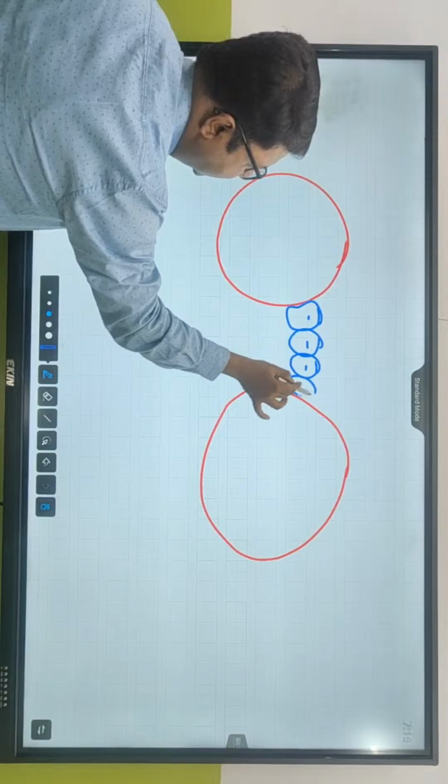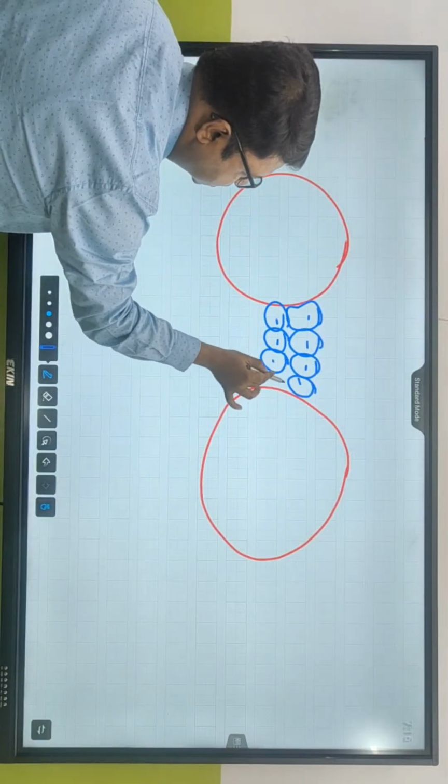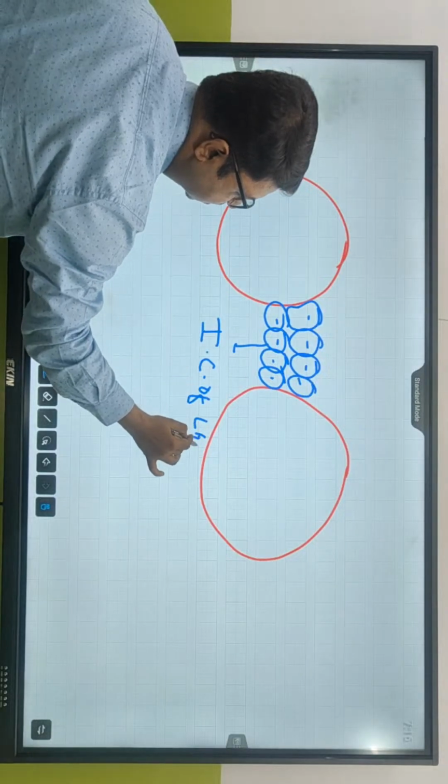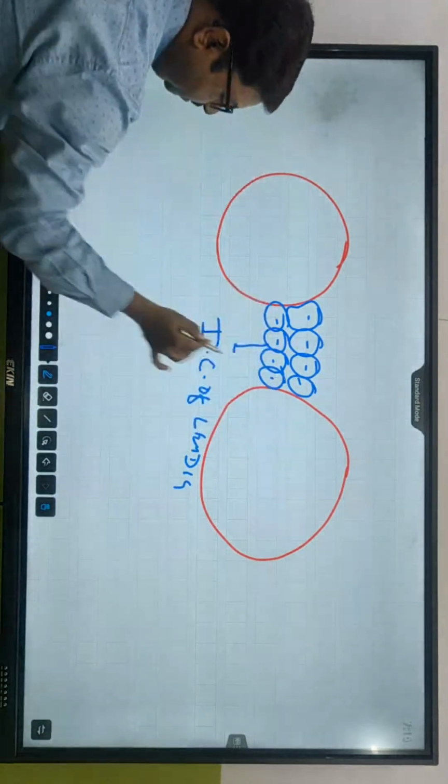In between they have got specialized cells. Come on, what are the cells called? Just now you said these are interstitial cells of Leydig. So they are Leydig cells. And who is this? Seminiferous tubules.